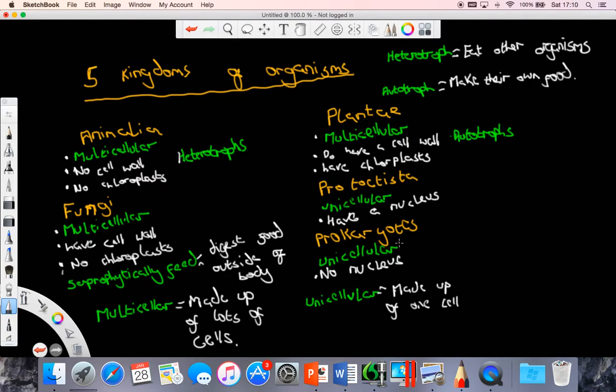So we've got the 5 kingdoms here. If you are given an organism, for example, if I say to you, I'm thinking of an organism, it is multicellular, so you know that it must either be Animalia, fungi or Plantae, because these two are unicellular. They do have a cell wall, so that means it can't be an animal. If it has a cell wall and it's multicellular, it must be a plant or a fungi. It has no chloroplasts, so it can't be a plant. Therefore, it must be a fungi.